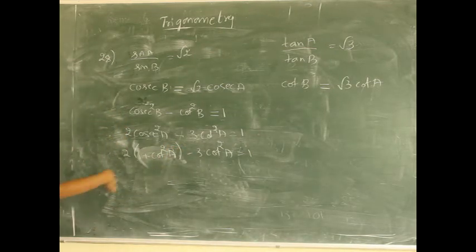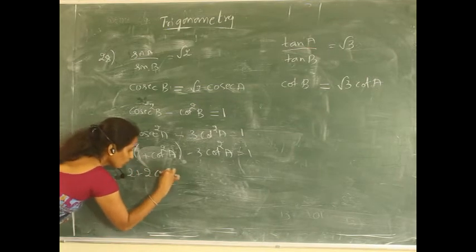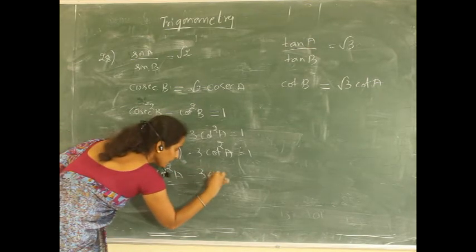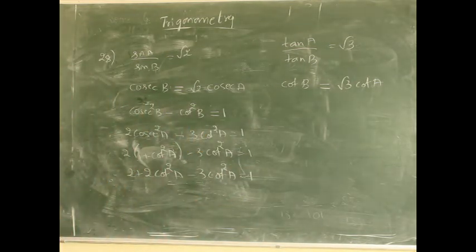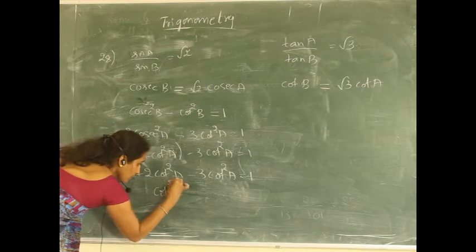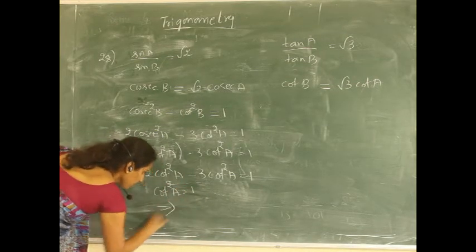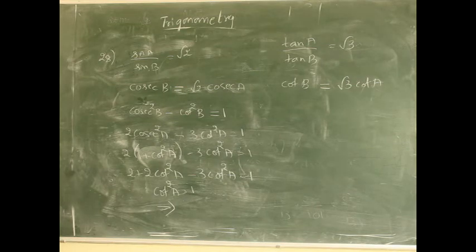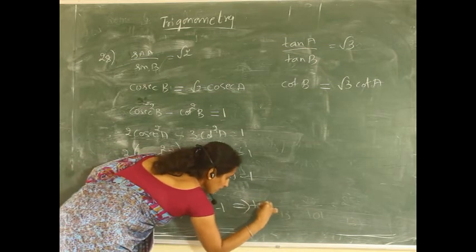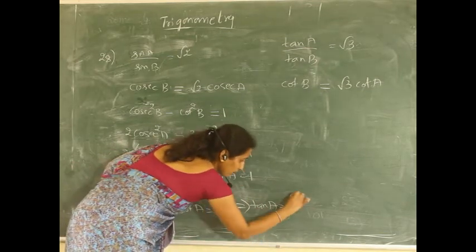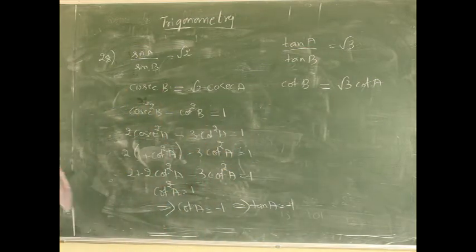Now multiply. What we get when we multiply? 2 plus 2 cot square A minus 3 cot square A is equal to 1. So what we are getting here? 2 cot square A minus 3 cot square A, so cot square A is equal to 1. Also given A and B are in the second quadrant, so cot A is minus 1. This implies tan A is also minus 1. If cot is negative, tan is also negative.